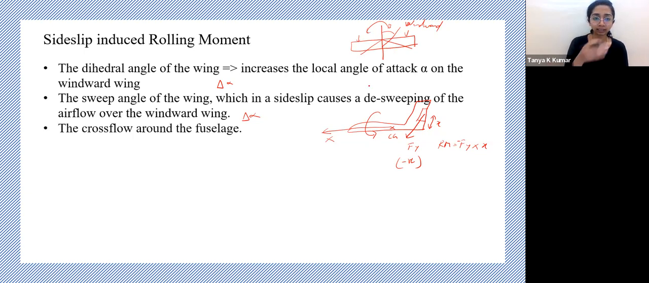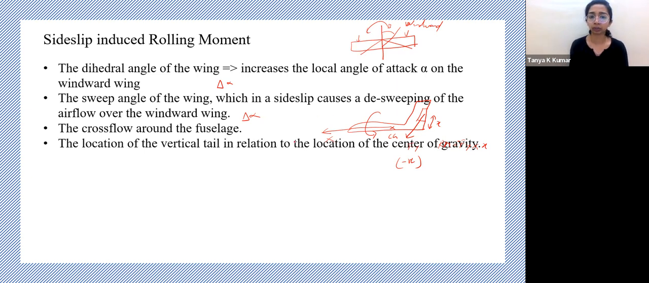Next case is the cross flow around the fuselage. I'll come to an image a little later. We'll discuss this point just in a while. The next point was the location of the vertical tail in relation to the CG, which is what is shown in this diagram. So if your vertical tail aerodynamic center is above the CG, it introduces a rolling moment.